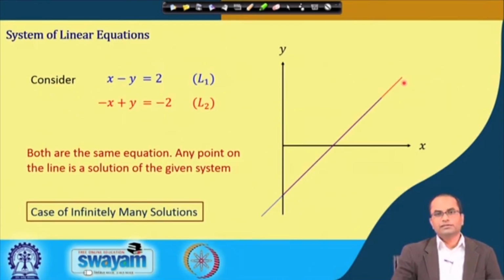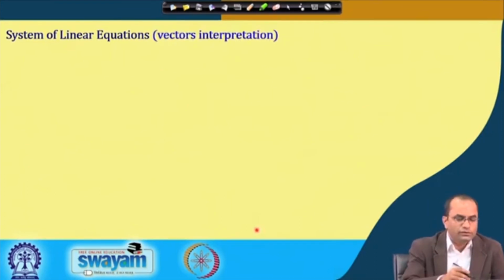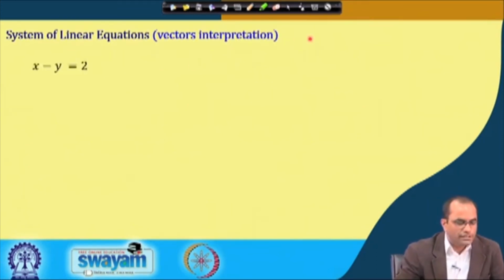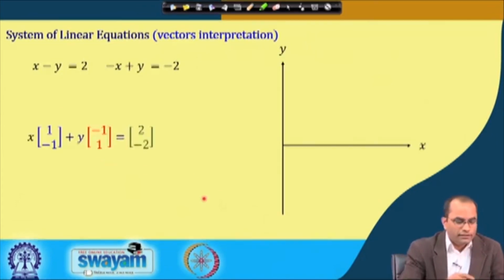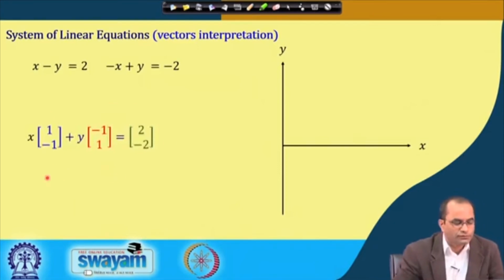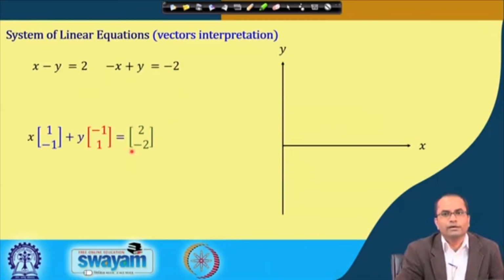So, we have seen these three possibilities of the solution. In one case we have the unique solution, in another we have no solution, and here we have infinitely many solutions. So, let us look for the vector interpretation for this case as well. We had these two equations, and now we can write them in terms of vectors. So, we have x multiplied by 1 and minus 1, again these coefficients, then y multiplied by minus 1 and 1, the other vector, and then the right hand side vector we have 2 and minus 2.